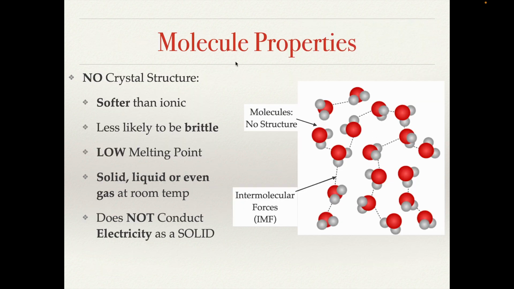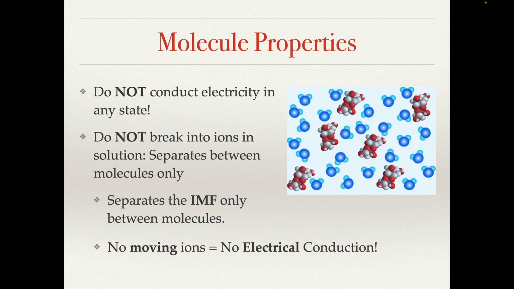Now, because of the fact there's no crystalline structure, we end up with some new properties for molecules. Molecules are softer than ionic compounds. They're less likely to be brittle, so they're more likely to be flexible. They have a low melting point, which means that they can be solid, liquid, or even gas at room temperature. Okay? They do not conduct electricity as a solid. Okay? In fact, they don't conduct electricity in any shape or form. Because of the fact that they don't form any ions, they do not conduct electricity in any state.